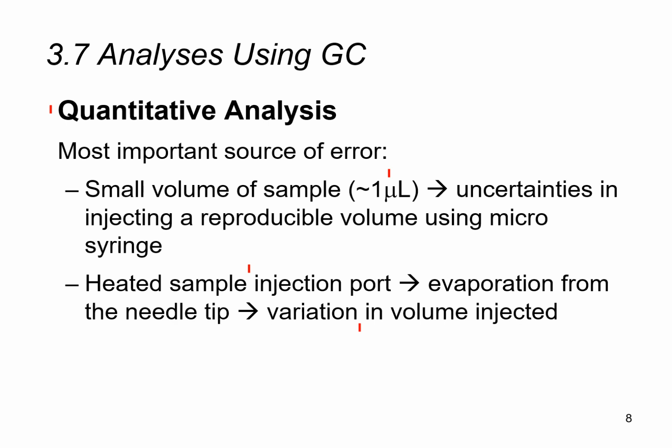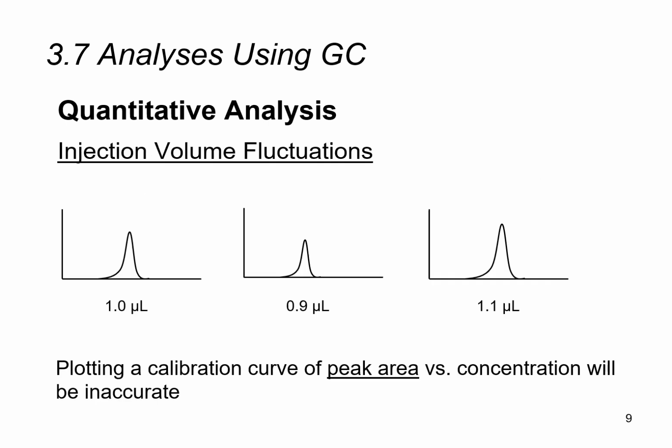So how do we correct for that? Alright, so this actually describes what I'm saying. If, for example, I inject 1 microliter, I expect a peak of a certain size, right? But if I accidentally inject a little bit less, let's say 0.9 microliters, then I expect to see that peak of, let's say, ethanol to be somewhat smaller.